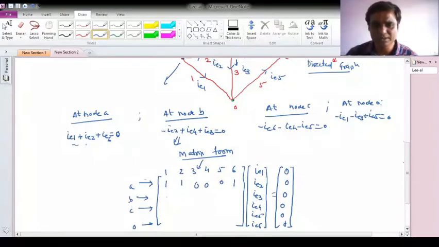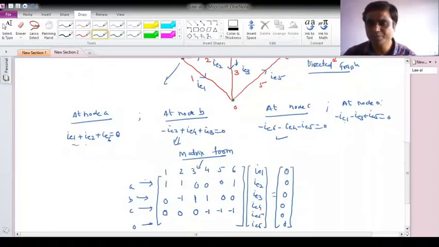For node B, there is no IE1, so it is 0. IE2 is minus 1. IE3 is there, so it is 1. IE4 is there, so it is 1. 5 and 6 are absent, so they are 0. Then for node C, there is no IE1, IE2 or IE3, but 4, 5 and 6 are there with negative sign: minus 1, minus 1, minus 1. For node O, there are 1, 3 and 5: minus 1, 0, minus 1, 0, 1, 0.